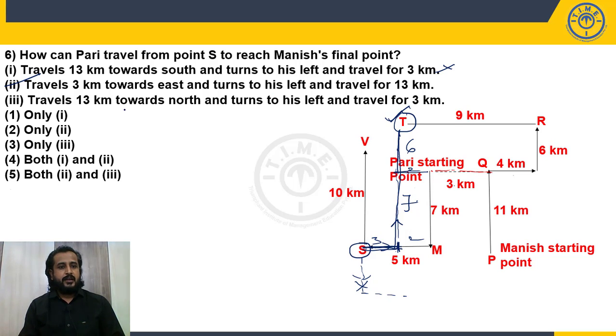Now, what is next? Travel 13 kilometers towards north. So from S, 13 kilometers towards north means till here 10. 3 more kilometers exactly in line with T. But not exactly T, in line with T. So it is 13 kilometers. Okay. 13. Turns to her left. While moving north, left will be the west side. So by traveling west 3 kilometers, she cannot reach point T. So it cannot be the third one. What is my answer? Only 2. That is choice 2.